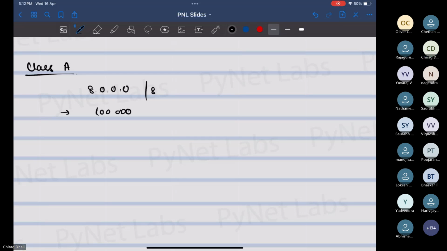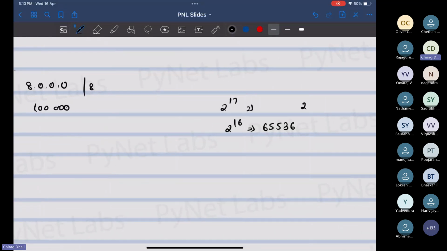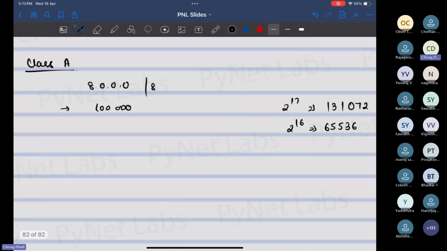First of all, I need to find out what will be the number of bits required for 100,000 IP addresses. So 2 raised to the power 16 is 65,536, correct? 2 raised to the power 17 is going to be 131072, which will fulfill my requirement of 1 lakh or 100,000 addresses.